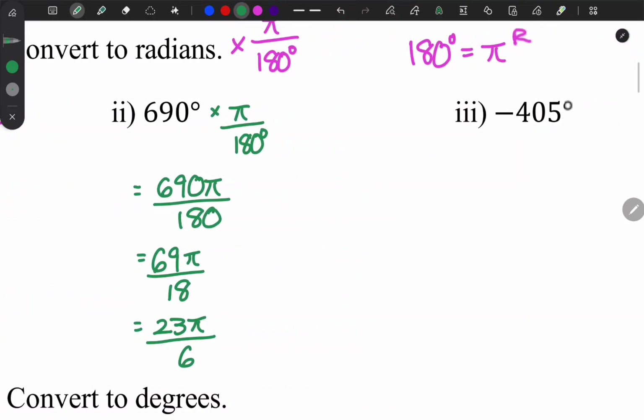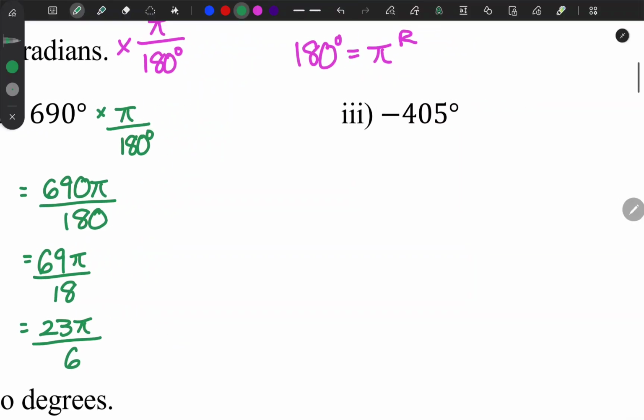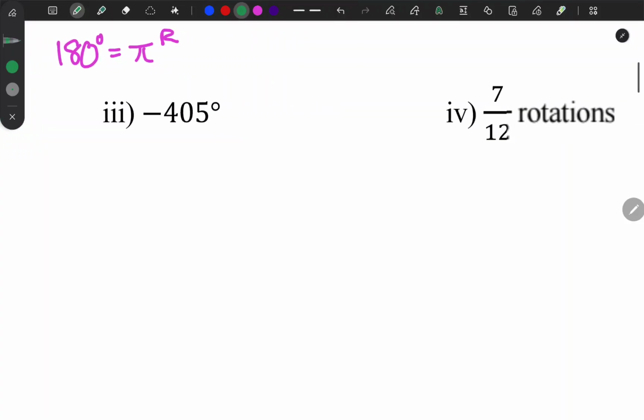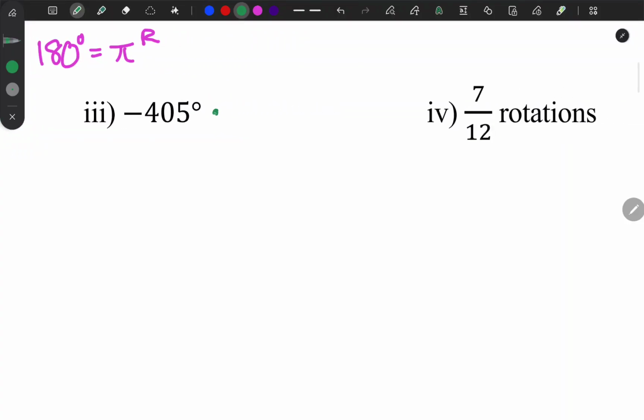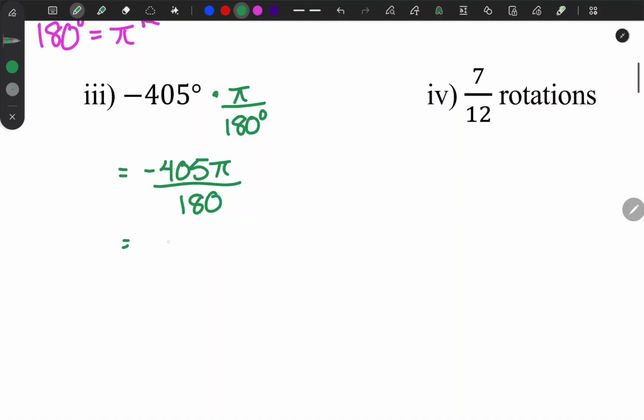All right, if you're feeling pretty confident with that, you could pause and try to convert the next two on your own. Or if you'd like to, you can work ahead with me. So same idea for the next one, even though it's a negative angle, just keep in mind after you convert, it should still be negative. So multiply by pi over 180 degrees, negative 405 pi over 180. Looks like we can divide out 45 from that. So we're going to get a 9 pi over 4, and that is negative.